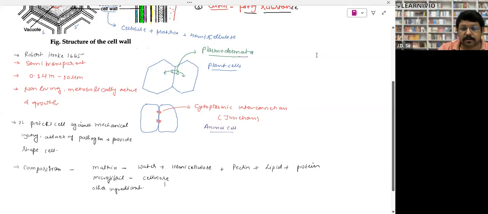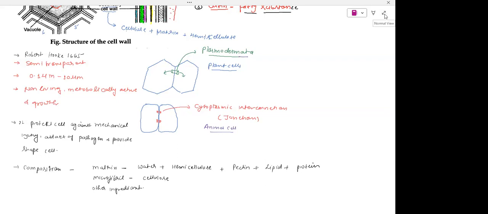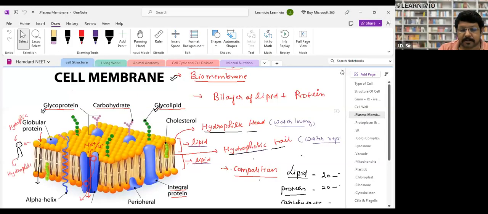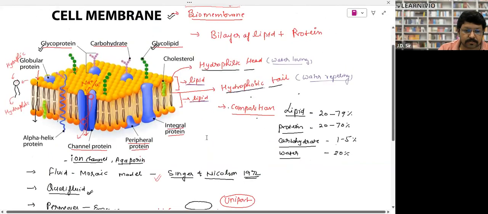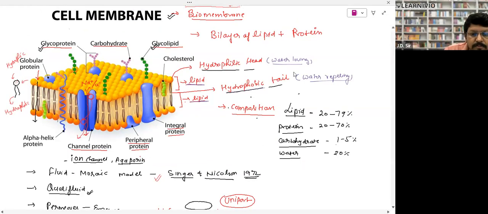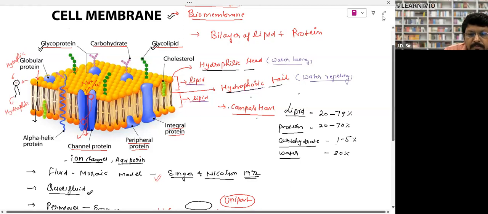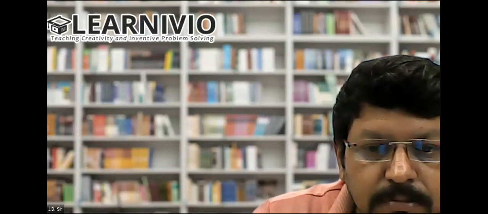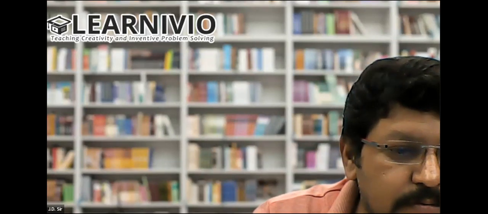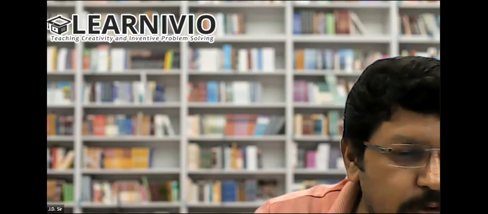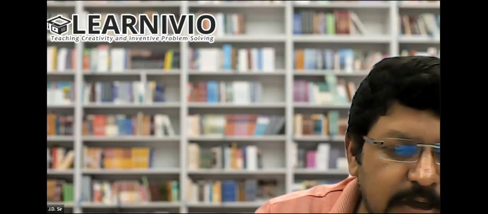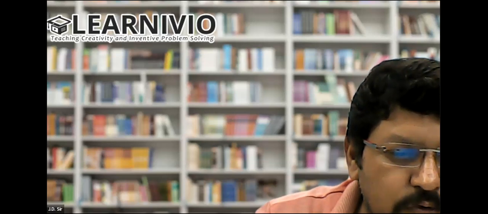Martin, clear or not? Yes, sir. Great. Now plasma membrane. For plasma membrane, look, give me one second. Let me introduce you. I'm trying to introduce some diagram which you can draw at your school because this is a bit difficult. Not difficult, but maybe difficult for you.